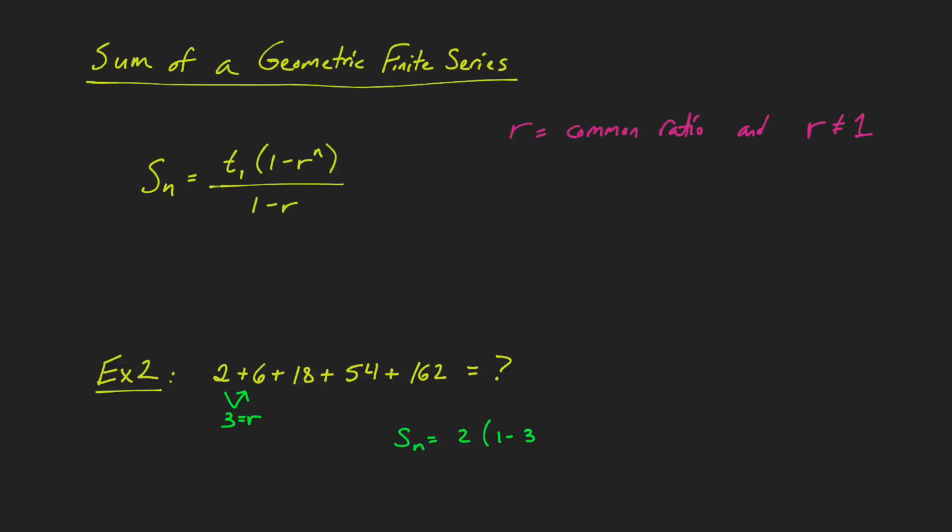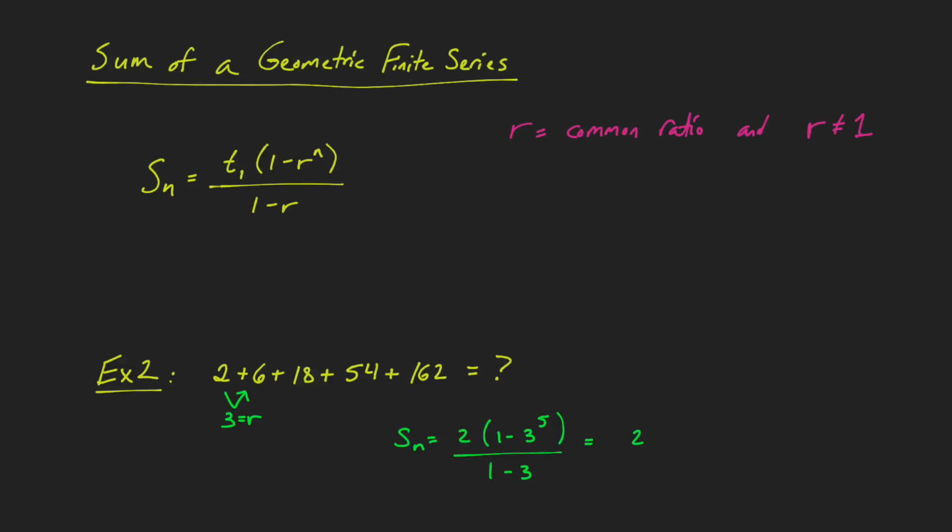Well, how many terms do we have? We have 1, 2, 3, 4, and I think this is just the fifth. Yeah, we have only 5 terms here. So we have 3 raised to the 5th over 1 minus 3.